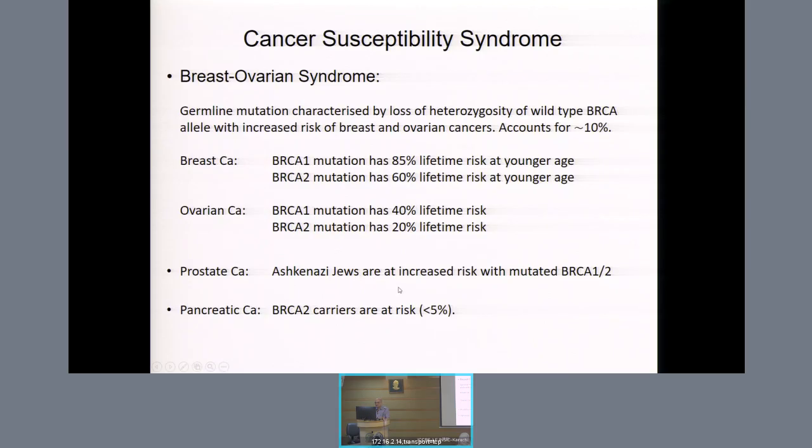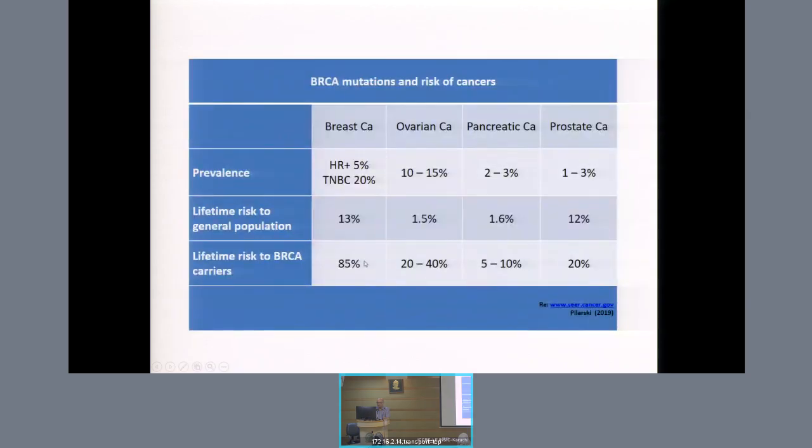Ashkenazi Jews are at higher risk with mutations of BRCA1 and BRCA2, and they cause prostate cancer. In pancreatic cancer, BRCA2 has been seen to be involved, with a risk of up to 5%. In breast cancer, if the patient comes and the tumor is hormone receptor positive, in 5% of cases one should suspect a BRCA mutation. In triple negative breast cancer, that is ER/PR negative and HER2 negative, which is the aggressive form of cancer, in 20% of cases BRCA is mutated.